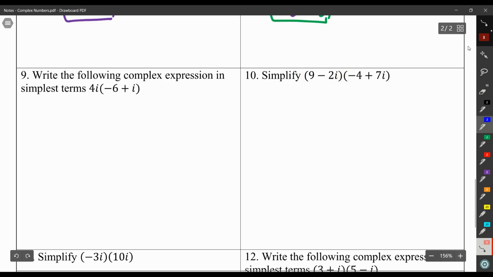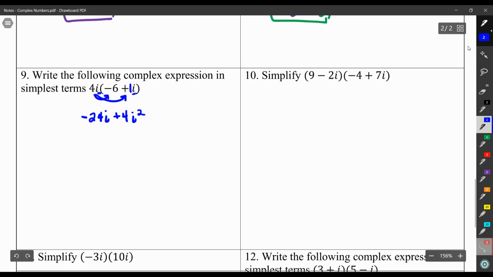So for number 9, we're going to simply distribute just like we would a normal number. So 4i times negative 6 makes negative 24i, just like it would have if it had been 4x. And then 4i times i, well, 4 times 1 will make a 4. And then if you do i times i, you end up with i squared.